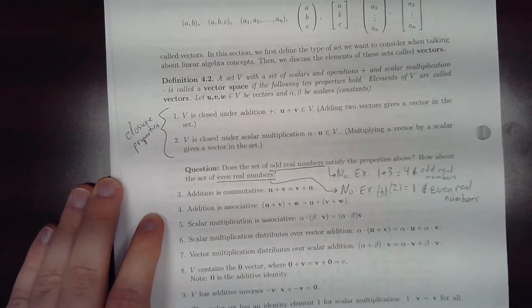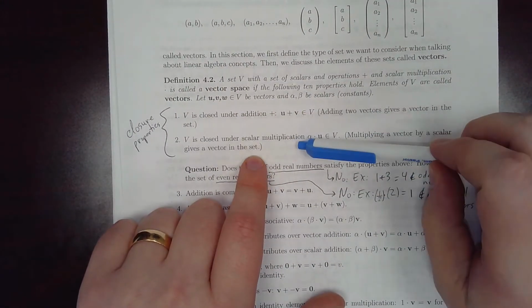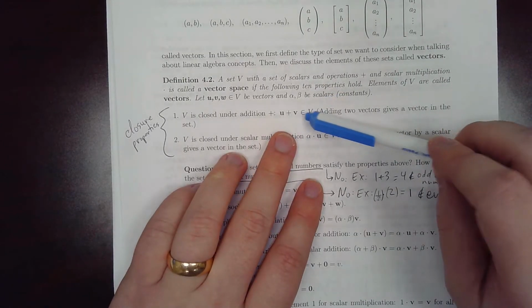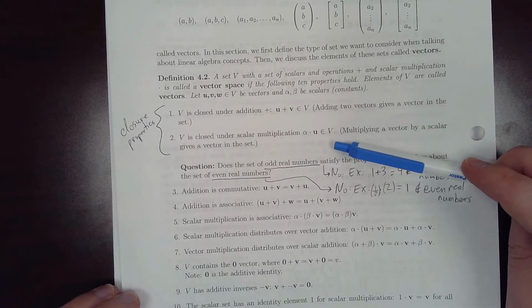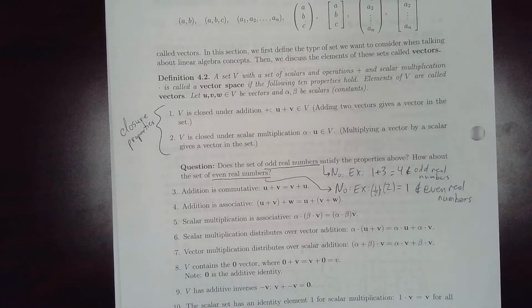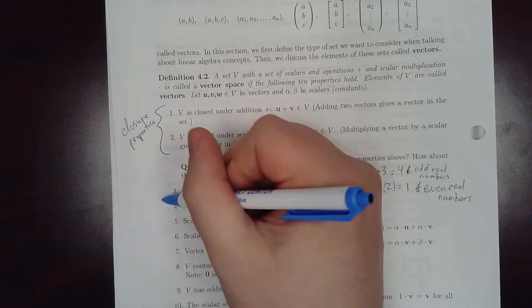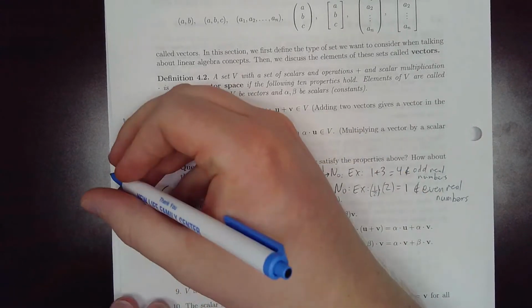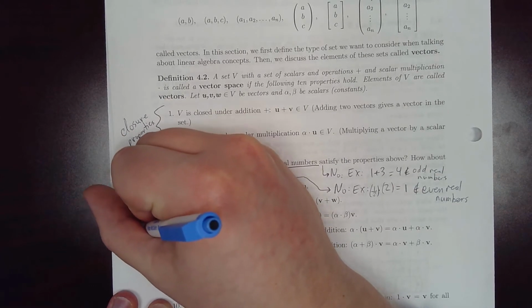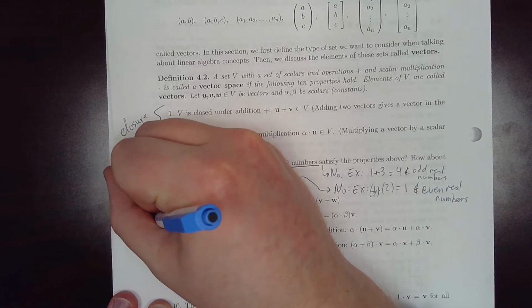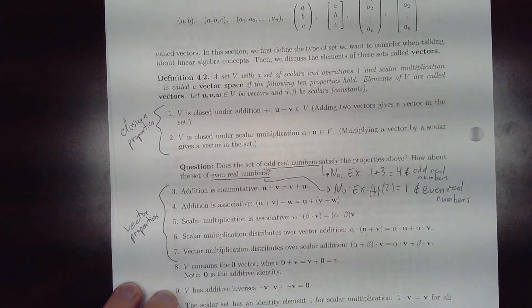Because the idea is that it's closed under addition and scalar multiplication. In other words, if you take things that are already there and you add them together or you multiply them by scalars, you'll get something else that's also there. The next five properties are going to be known as the vector properties. And these are things that, for the most part this semester, you can take for granted.